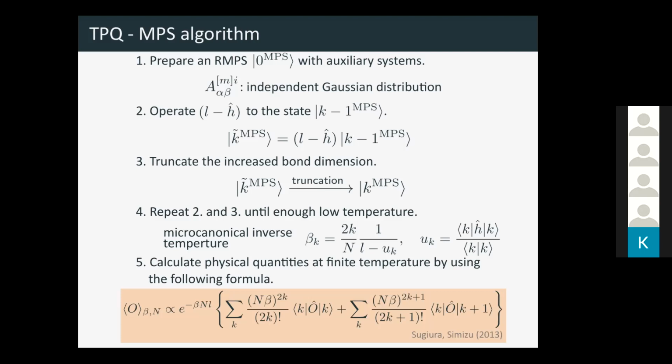Does the microcanonical temperature change by the initial bond dimension? Yes, the answer is yes. The microcanonical temperature behavior changes by the initial bond dimension, but I have not studied it in detail about that. Sorry.